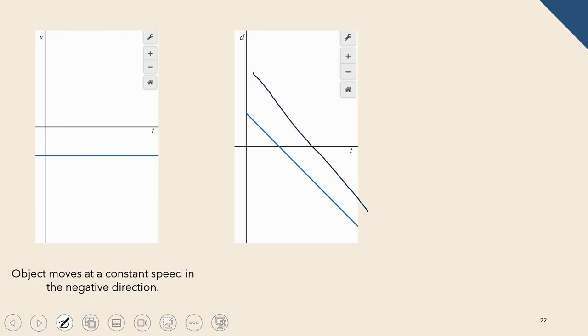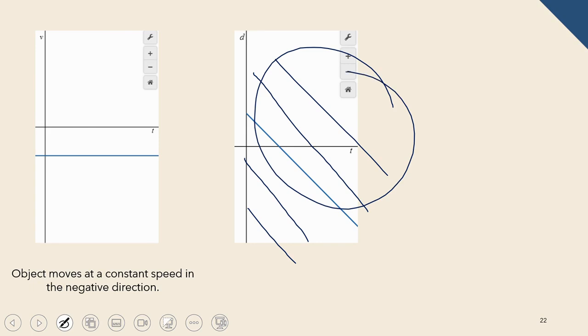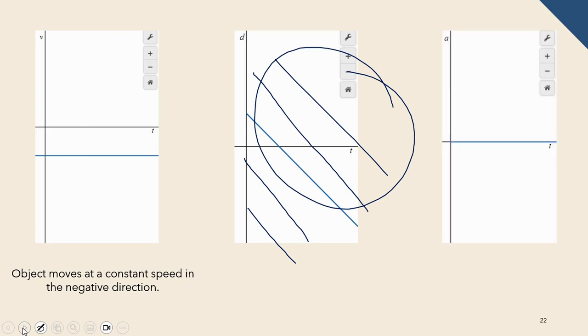We could have a graph that looks like this, like this, like this, like this. Any of that is valid as long as the graph has a negative slope, because that means it's moving in the negative direction. And finally, our velocity time graph has a slope of 0, so we have 0 acceleration. And this makes sense because if the velocity is constant throughout time, the object is not speeding up or slowing down, so there's no acceleration.